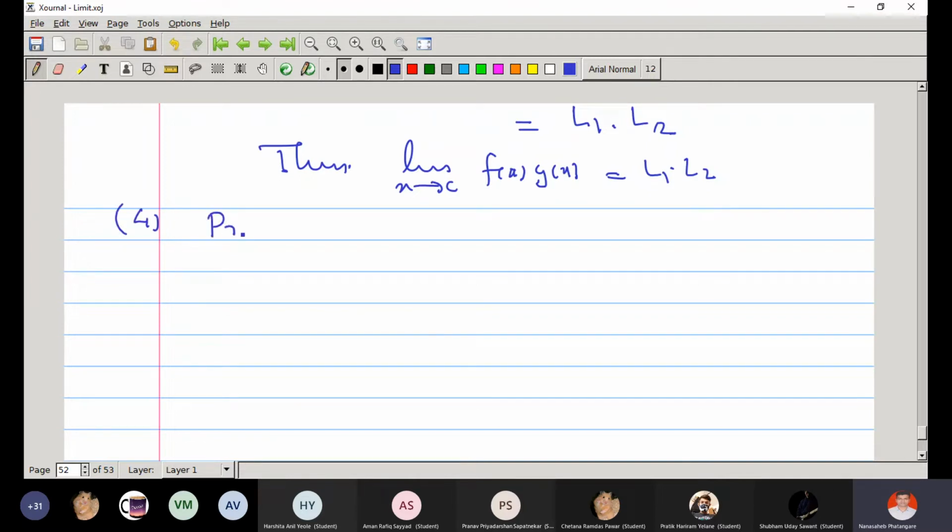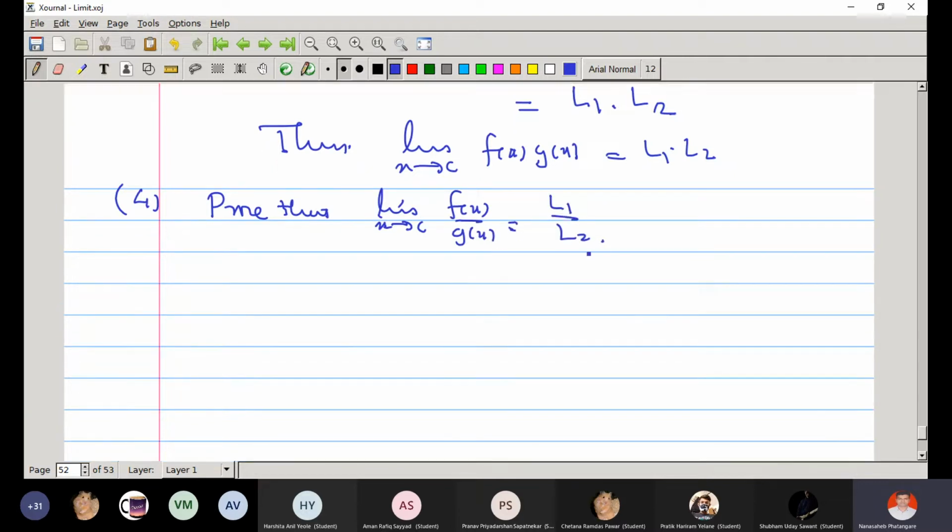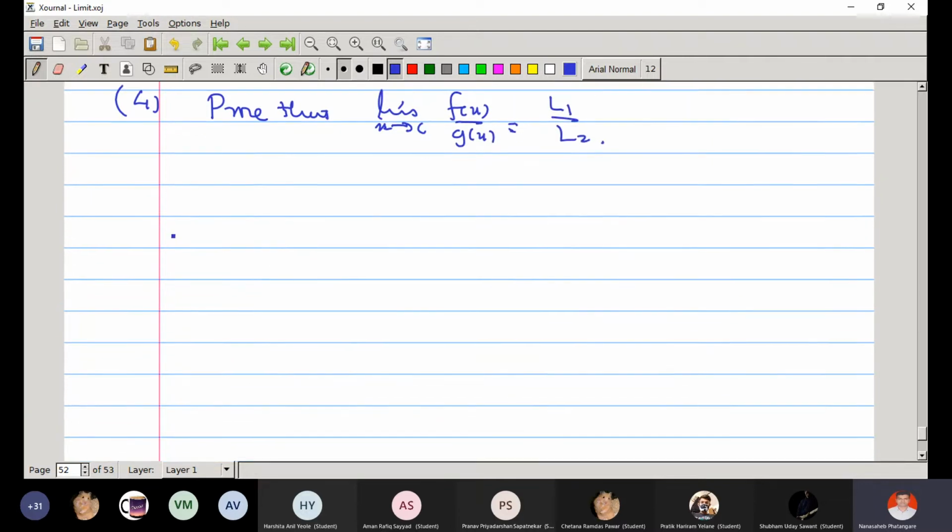Similarly, you prove that the limit as x tends to c of f(x) upon g(x) is L1 upon L2. So similarly, you should try to prove this. And because of this theorem, the algebra of limits, you can evaluate limits of some functions easily, which you were using in 12th standard.